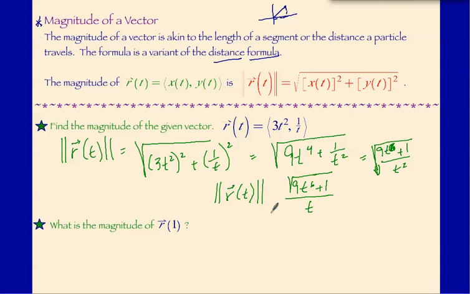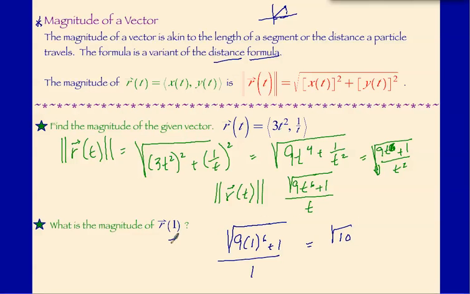Now, notice the second question says, what is the magnitude of this function at t equals 1? Well, obviously that's going to be easy to find. We're just going to replace t in our function with 1. 1 to the 6th power plus 1, all over 1, and this becomes, of course, the square root of 10.